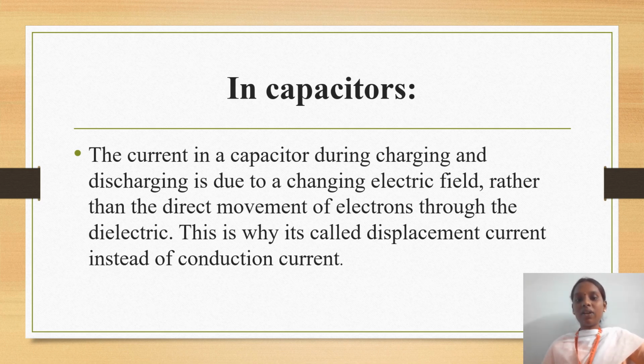Next, the current in a capacitor during charging and discharging. Whenever a supply is given, the capacitor charges. When the supply is removed, once it is fully charged, it gives the discharge. Discharging is due to a changing electric field rather than the direct movement of electrons through the dielectric. This is why it is called displacement current instead of conduction current.